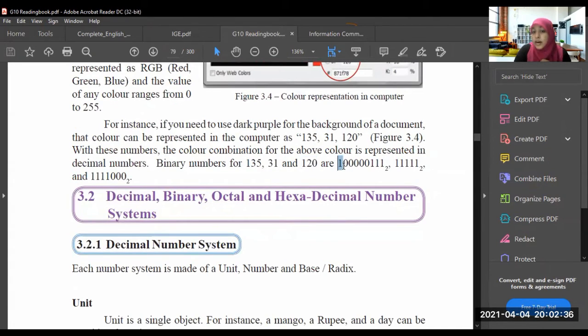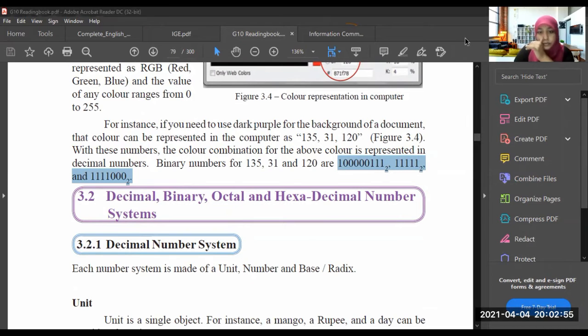This is how the computer understands the number. It converts. There are translators in the computer, and we will learn about the translators also. These translators translate the input which we give to the computer into binary language. Understood, everyone?